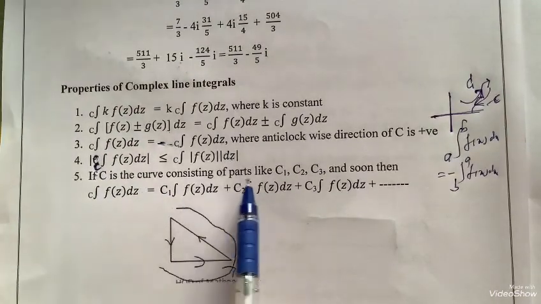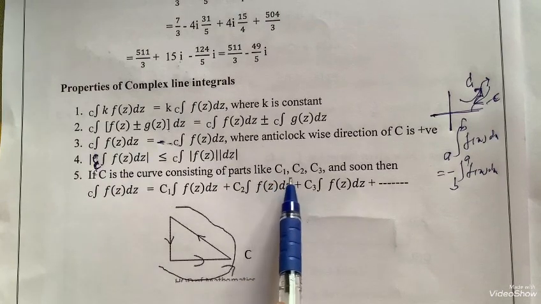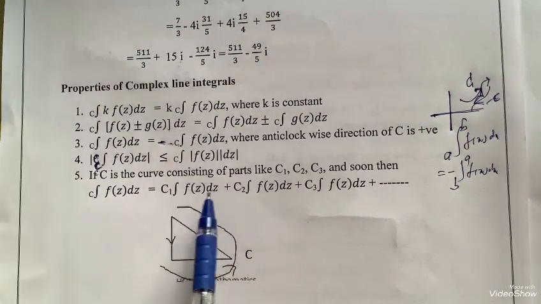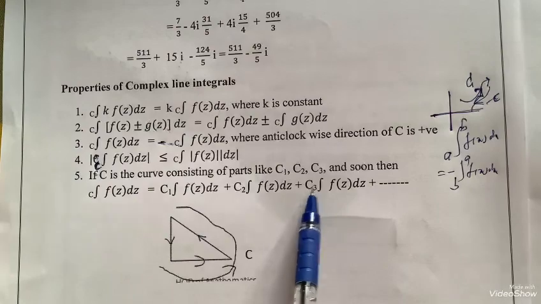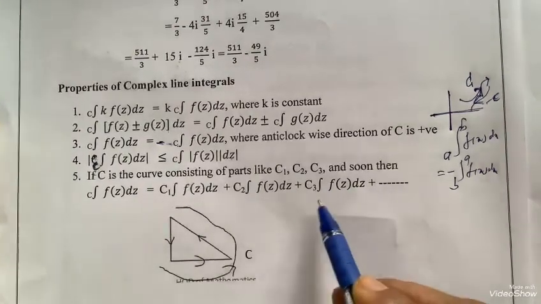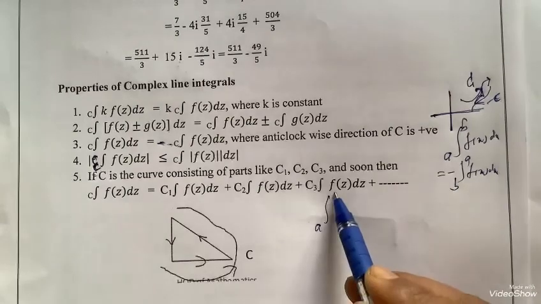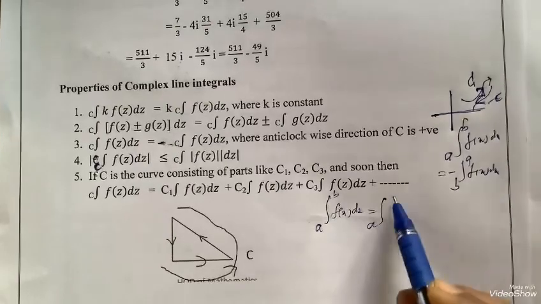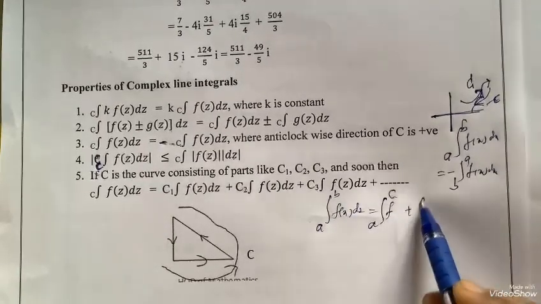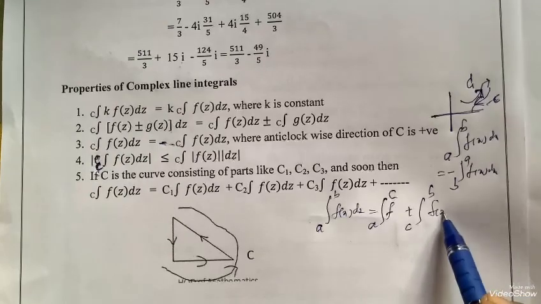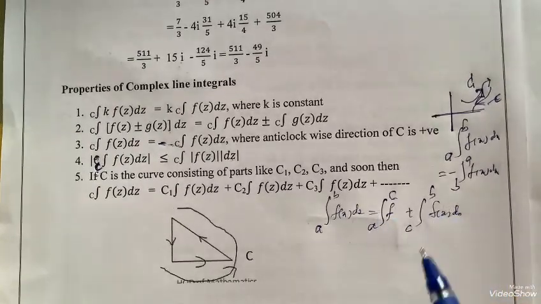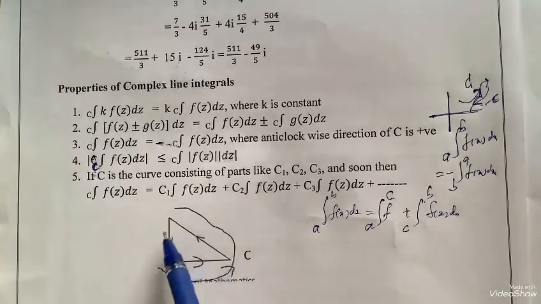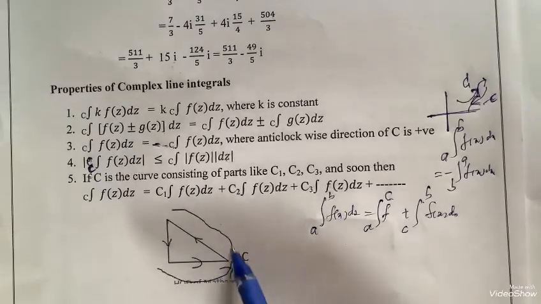And if C is a curve consisting of parts like C1, C2, C3 and so on, then integration f(z) dz over C is integration f(z) dz over C1 plus over C2 plus over C3 and so on. For a function of a real variable f(x), you have taken the integral from a to c of f(x) dx plus from c to b of f(x) dx. Same type. If c is a value in between a and b, you have written the sum of these two integrals like this.